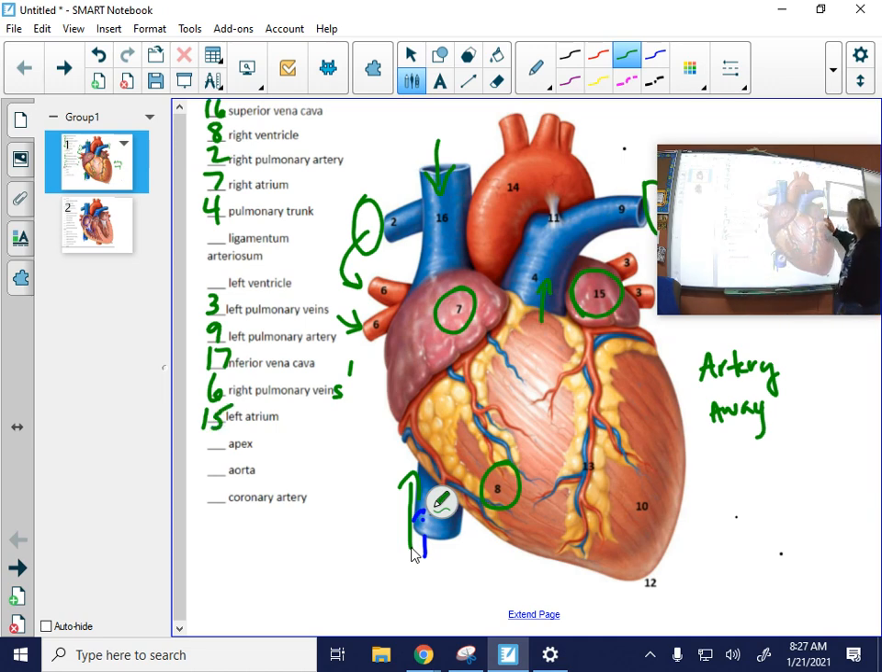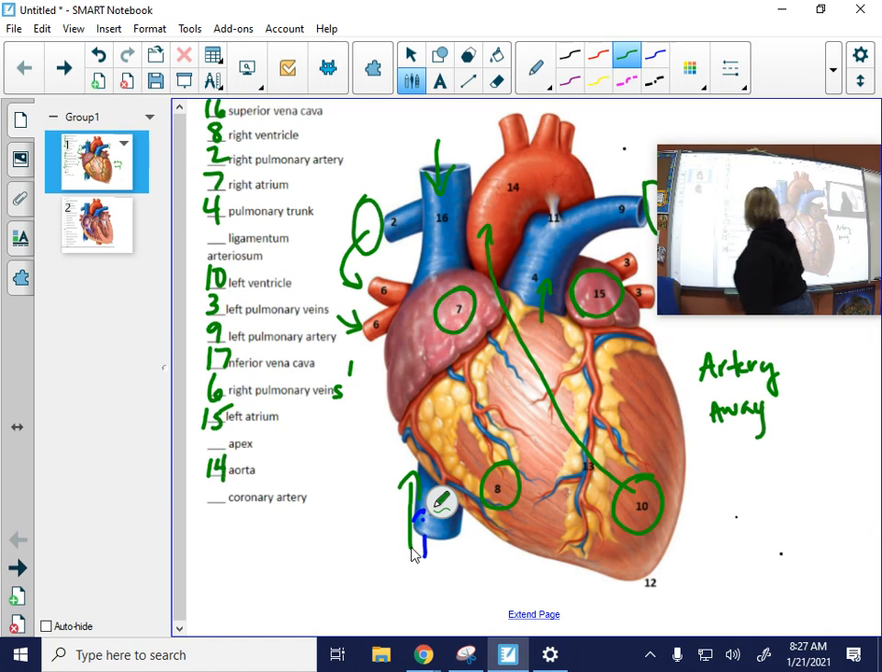And from the left atrium, we're going to get a valve opening. This is the mitral or bicuspid valve, and that's going to open, and the blood will be in number 10. That is going to be the left ventricle. Then, when the left ventricle contracts, blood is going to flow through into the largest artery of our body, the aorta, number 14.